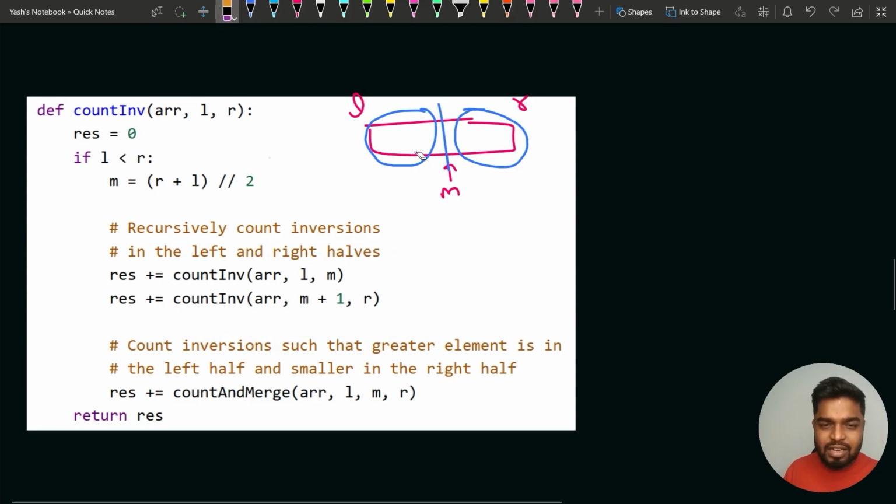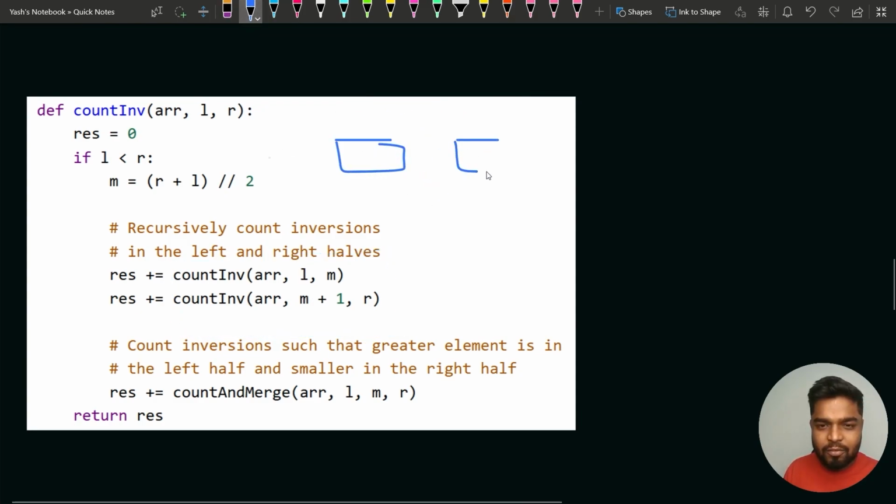After that is done, once the left half and the right half have got sorted, there will be an element x and an element y. X will be lying in the left half, y will be lying in the right half, such that x comma y make an inversion pair, where x is greater than y. So we have to count them. For this we have this count and merge function.